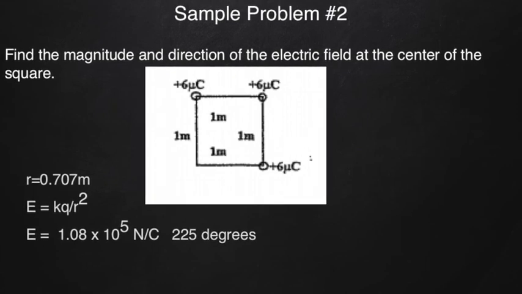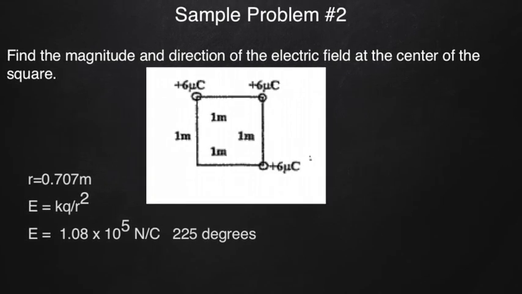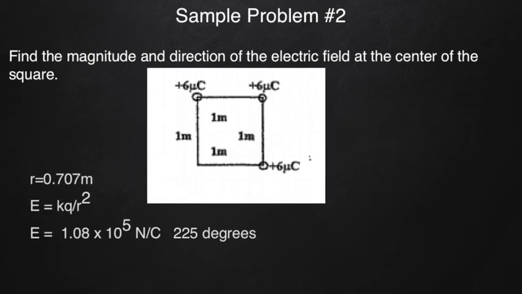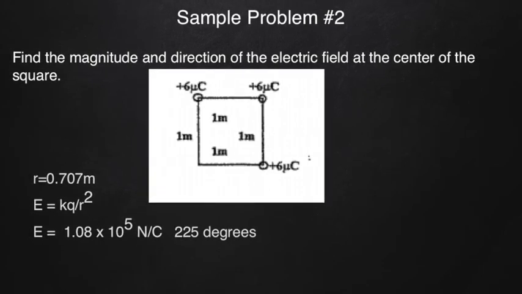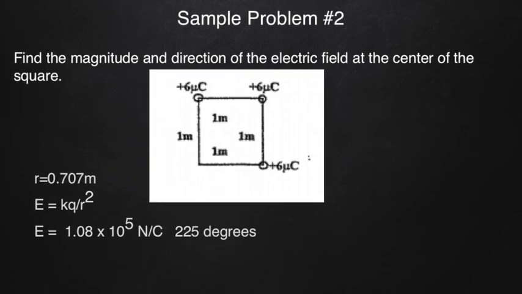Finally, we use Pythagorean theorem to determine the strength and direction of the electric field at the center of the square. As an answer, we get 1.08 times 10 to the 5th newtons per coulomb, with an angle of 225 degrees.